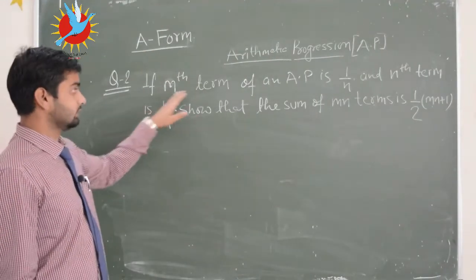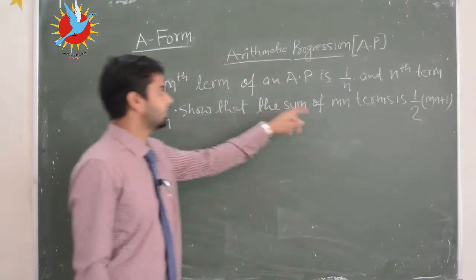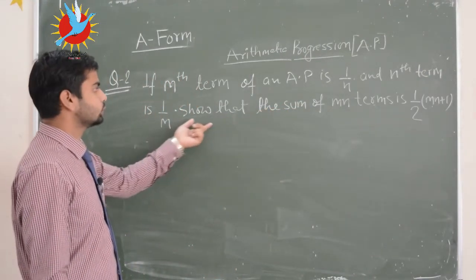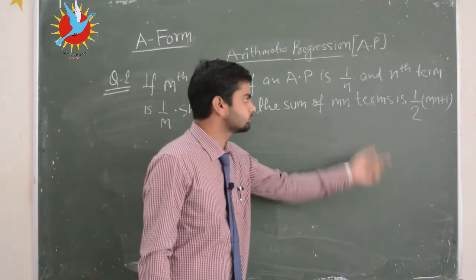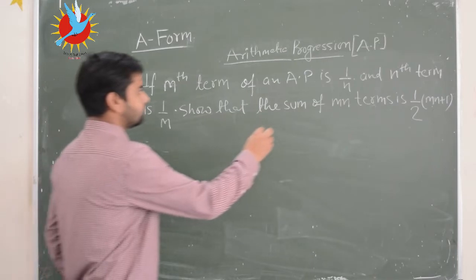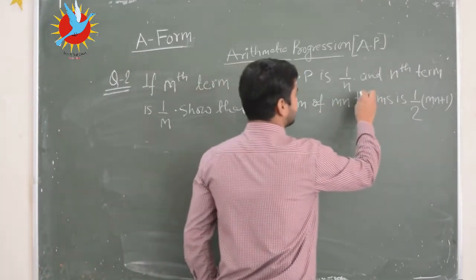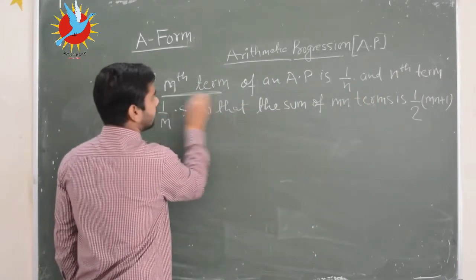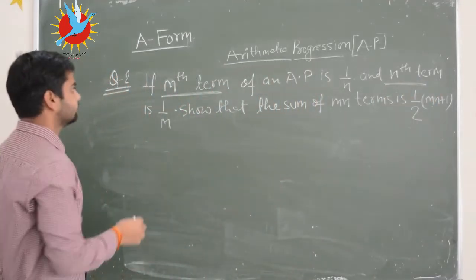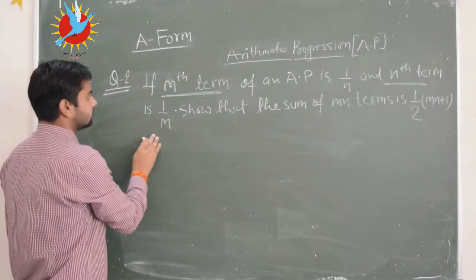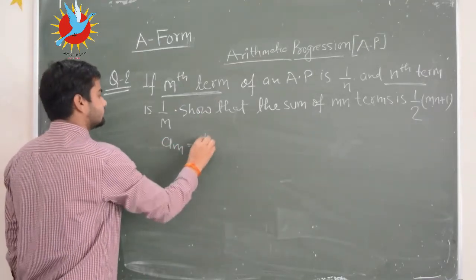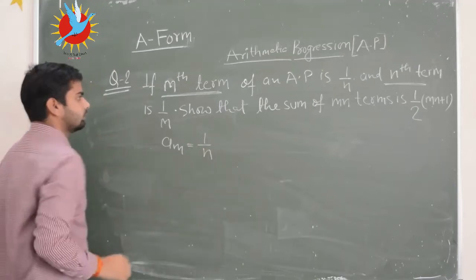The next question: if the mth term of an AP is 1 by n and the nth term of the AP is 1 by m, show that the sum of mn terms is 1 by 2 (mn plus 1). Okay, so here we have two terms already given, the mth term and the nth term. By our general term formula we can write the terms here. am is given, and that is equal to 1 by n.